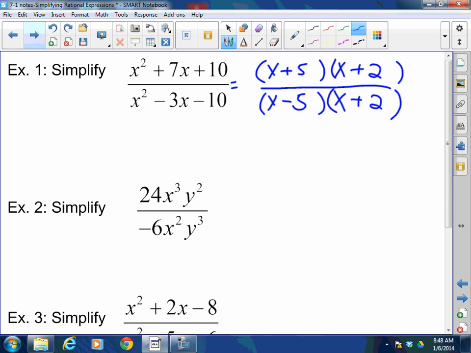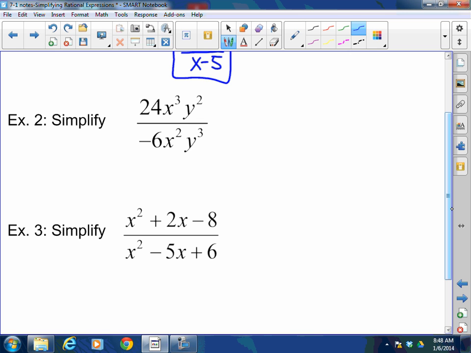What can we eliminate? The x plus 2, because they're identical. The other ones we cannot. So my answer is going to be x plus 5 over x minus 5. That is my answer. Does that make sense? All right, let's keep going.